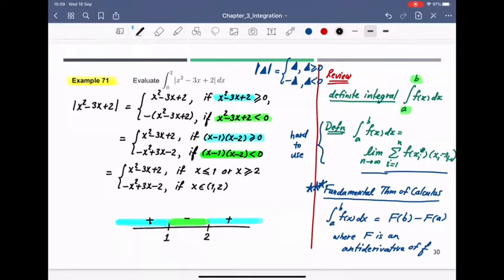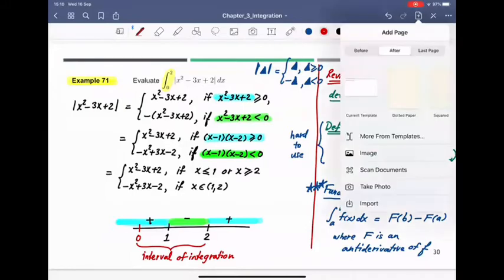So now once you get rid of your absolute value, now you can integrate. So how do you integrate this thing? You need to integrate from 0 to 2. Well, your 0 to 2 is here. This is the interval that you need to integrate with respect to. So from 0 to 1, you're going to use the function x squared minus 3x plus 2. And when x is between 1 and 2, you're going to use negative x squared plus 3x minus 2.